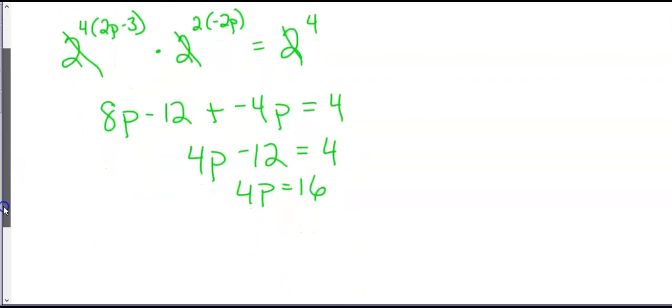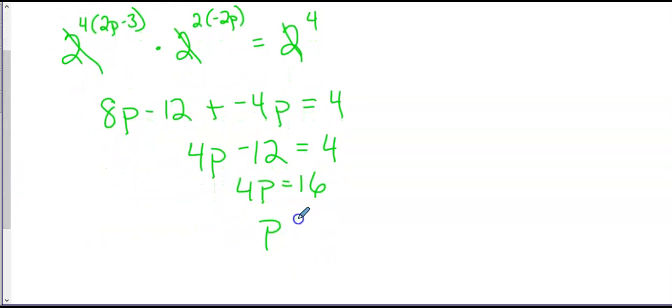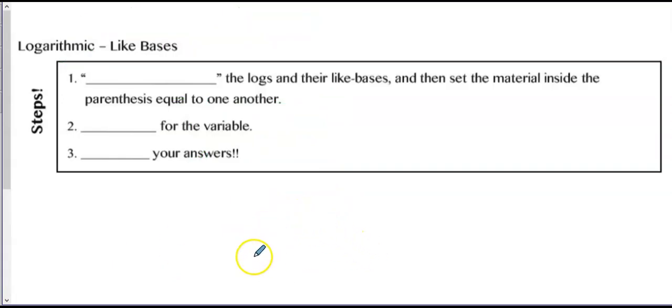A couple different ways we could have gone about this, but that seems to have worked. P equals 4. All right, let's move on. Now we're going to look at logarithmic equations with like bases.